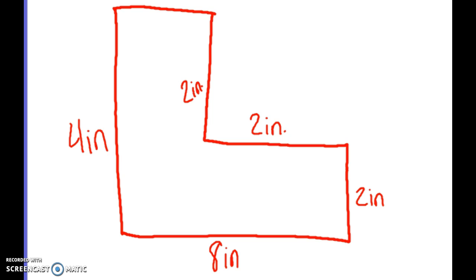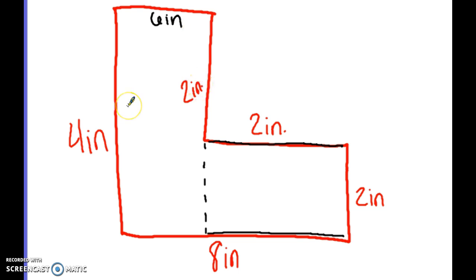So for this composite figure, we need to cut it into smaller figures. So there are multiple ways that you can cut these shapes. I am going to cut down here so that I now have a rectangle here and here. Okay. Now we need to fill in the missing information. This is 8 inches. If I take off this 2 inches here, then 8 minus 2 is 6.